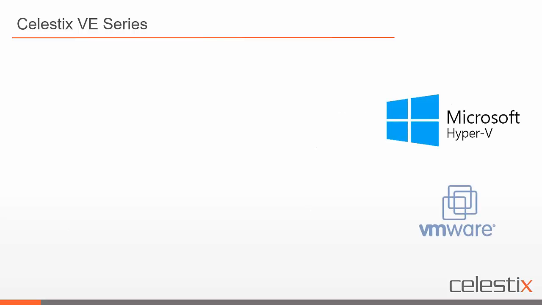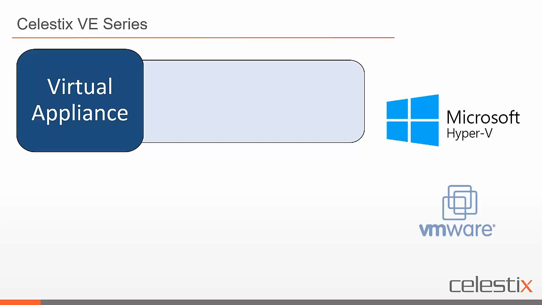Also, the Celestics Virtual Edition is pretty compelling as well. For those of you who don't want to deploy a hardware-based solution, we do offer virtual appliances. So the Celestics VE series is available as a software installer. It's designed to be deployed on your existing virtual machine, so all you need to do is prepare a virtual machine and install our software on it.